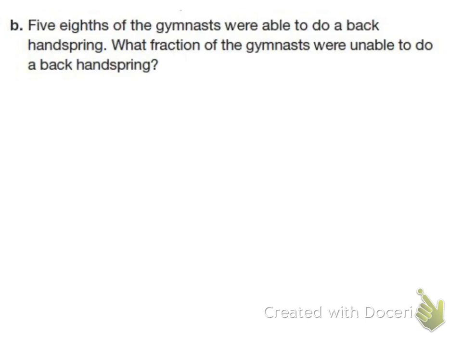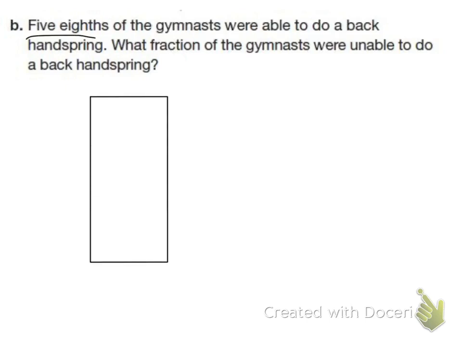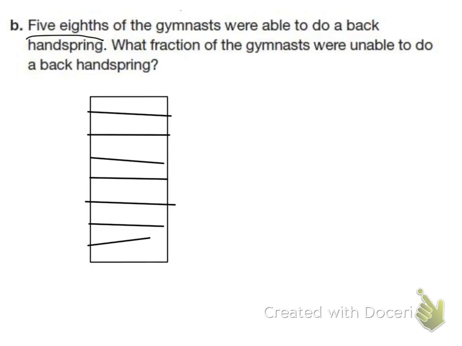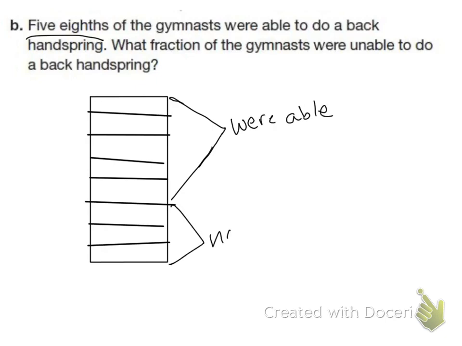Last one. 5/8 of the gymnasts were able to do a back handspring. What fraction of the gymnasts were unable to do the back handspring? Yes, we draw my diagram. It says 5/8, so I'm going to divide this into 8 pieces. Okay, 8 pieces. And then it says 5/8 of them were able to do that. So we have 1, 2, 3, 4, 5, 5/8 right here. So they were able, which means this amount were not able.